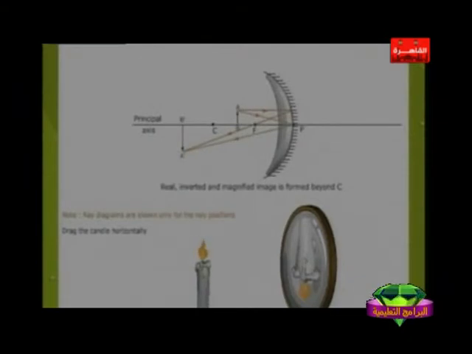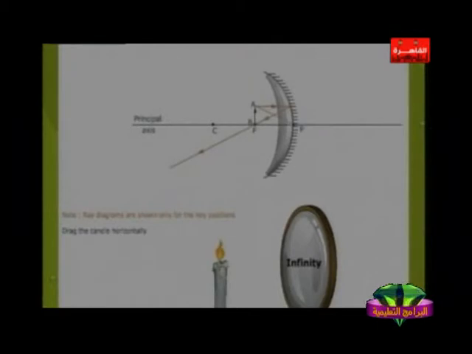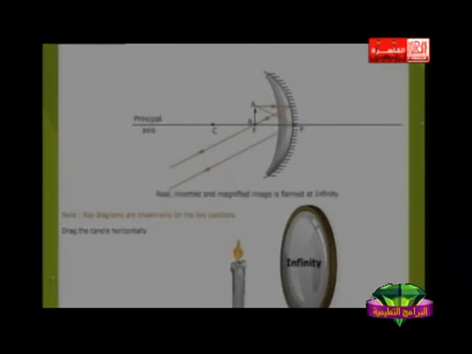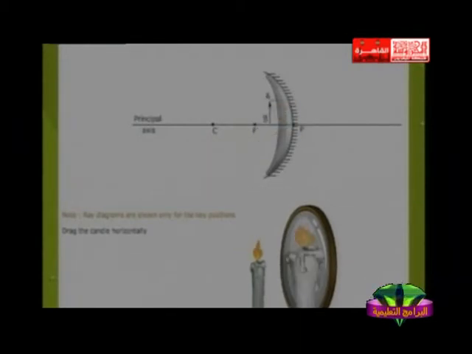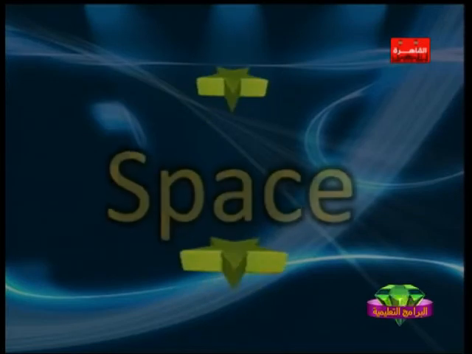If it's close to the point F, do you think what happened? Where is the image? No image, because the image is at infinity. If it's closer still, the image here will be magnified and virtual. This is all. Let's fly to the wonderful point.